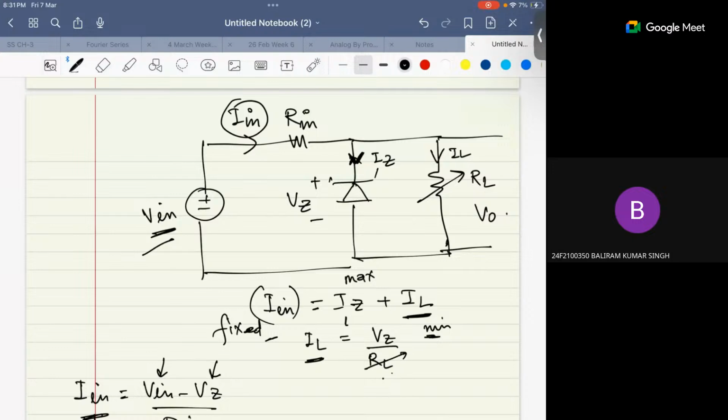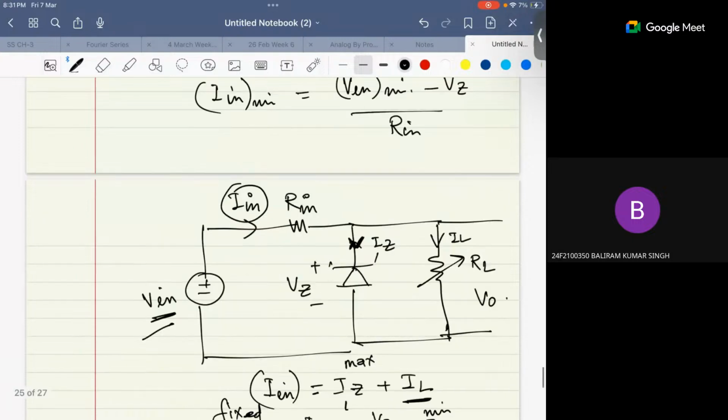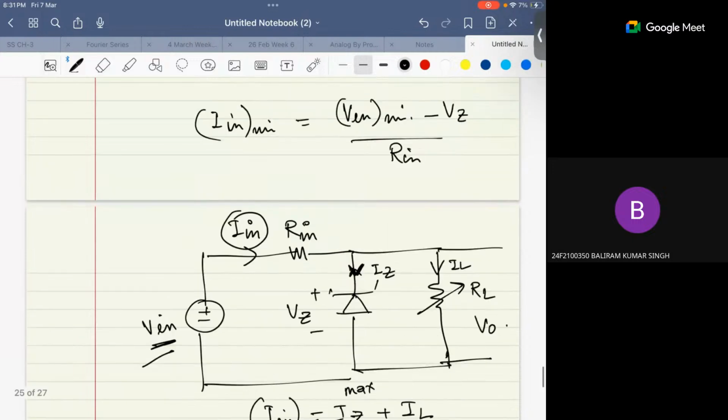If the voltage is constant, you can calculate the IL. If you are varying the RL, IL will vary. The only important thing to remember is that I input is constant, Ig plus IL. If Ig is minimum, IL will be maximum, and if IL is maximum, Ig will be minimum. This is how you have to solve every question where the Zener diode is working as a regulator. Is it making sense?